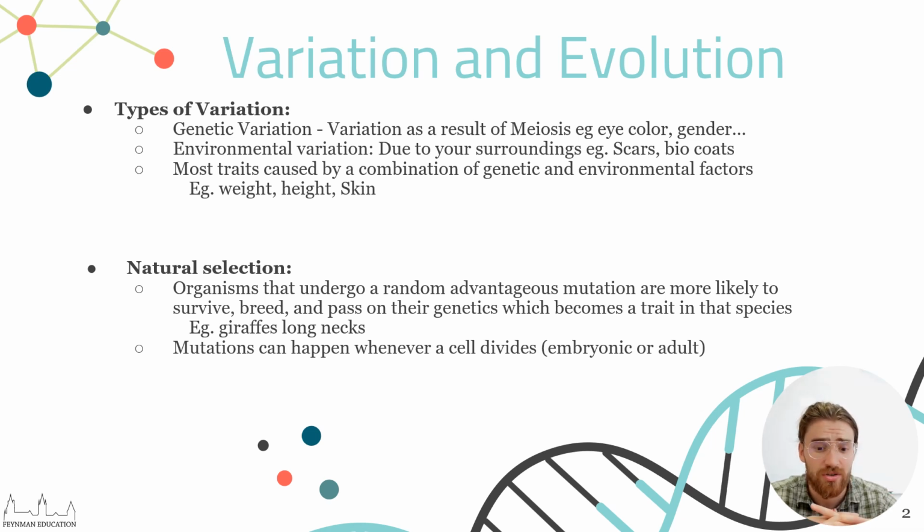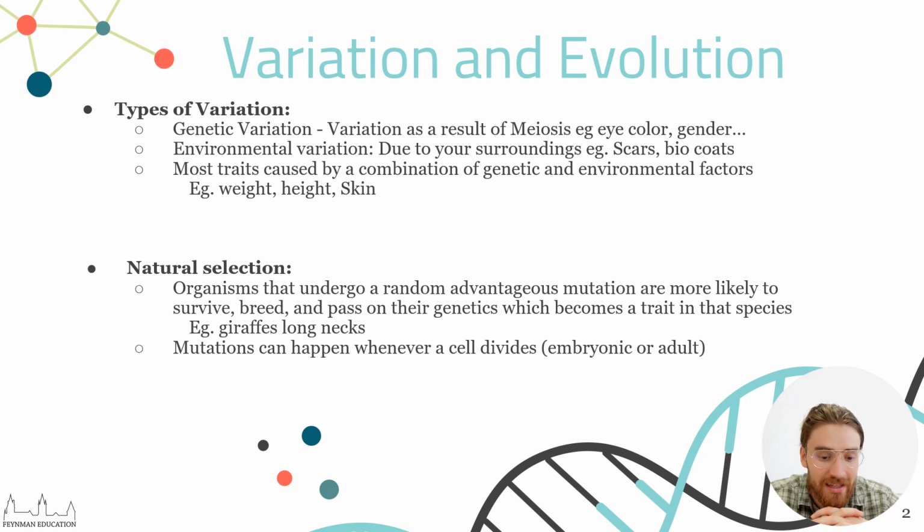Now this is due obviously to the surroundings of the animal. This can include stuff like scars or biocoats. Biocoats are things like sloths. Sloths move so slowly that algae is going to grow on their coats, and they have a little ecosystem in their coats, and this allows them to be more camouflaged as well, so we call that a biocoat.